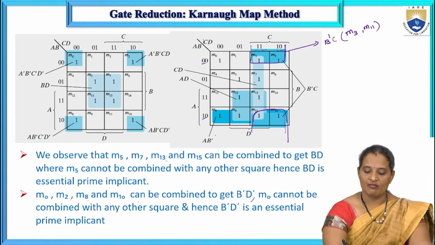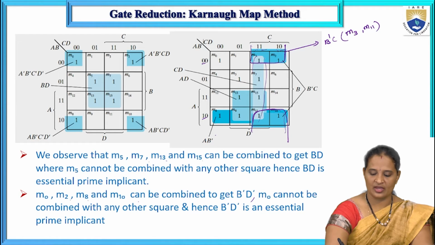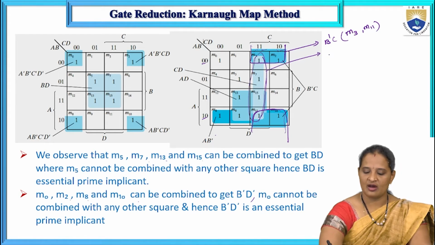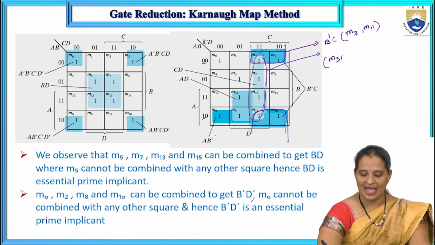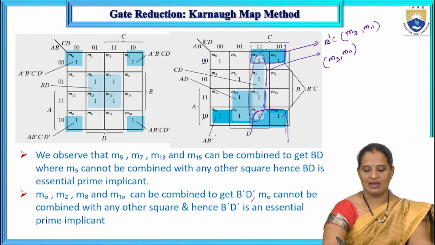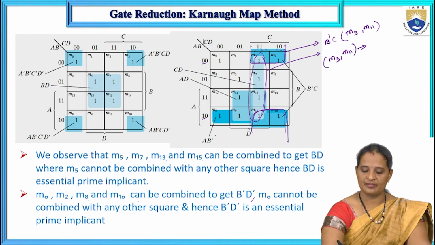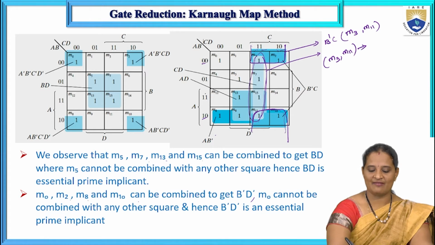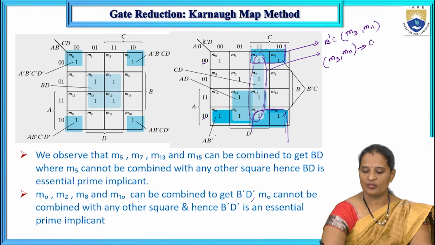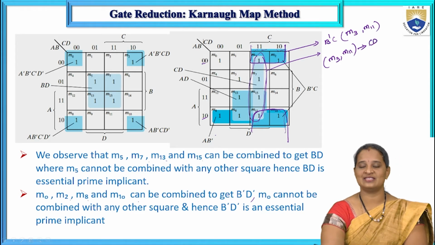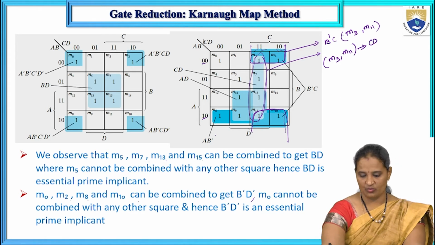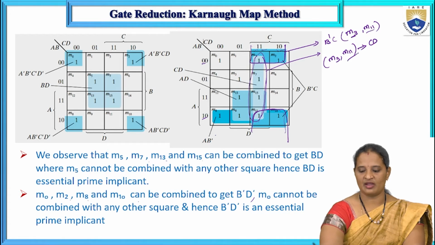So next, one more possibility is there. So I can also form a group with these so that I can cover the minterms that are covered here. M3 and M11 are covered. So what is the prime implicant for this one? As A value, B value are varying, so eliminate A, B, whereas CD is common, which is equals to 1 and hence CD. So these are the 2 possibilities such that M3 and M11 are covered.